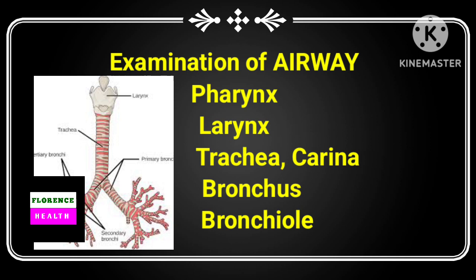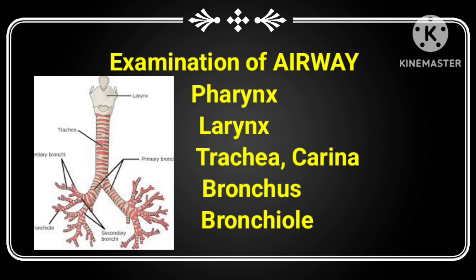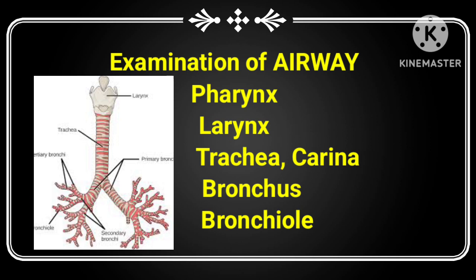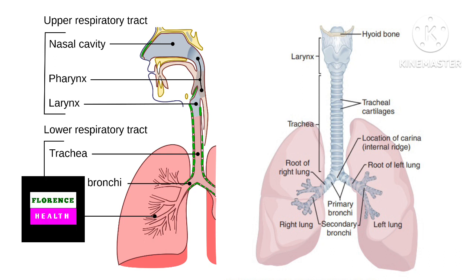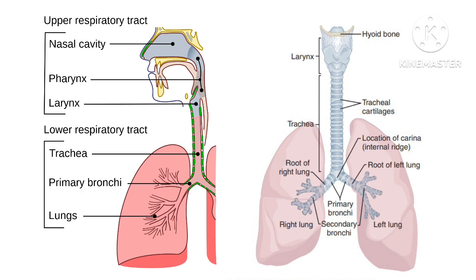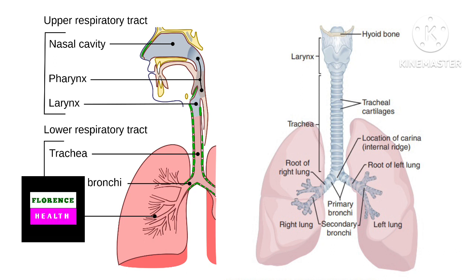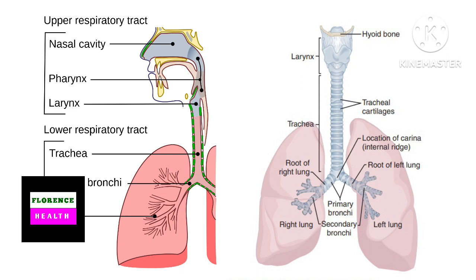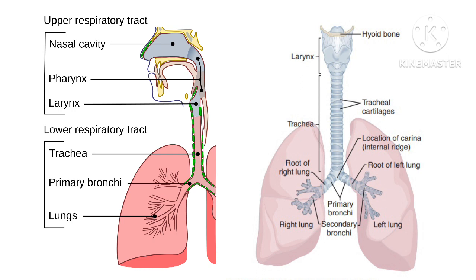Examination of airway includes examination of pharynx, larynx, trachea and carina, bronchus and bronchioles. As air is present inside airway, on X-ray it appears black in color. Remember their anatomical positions or where they are located.